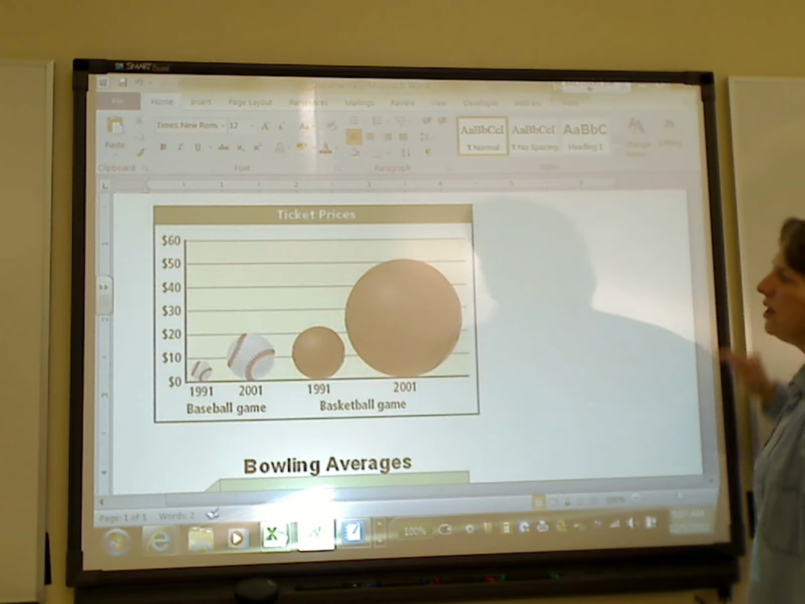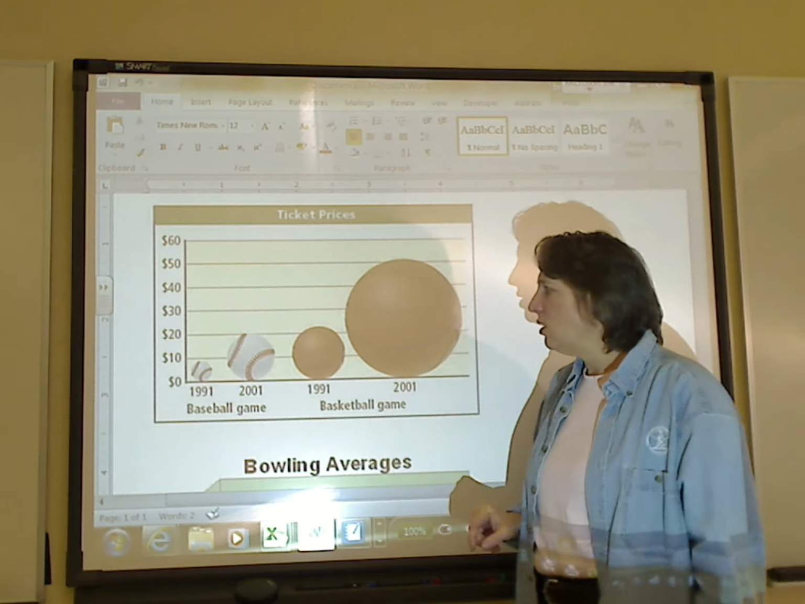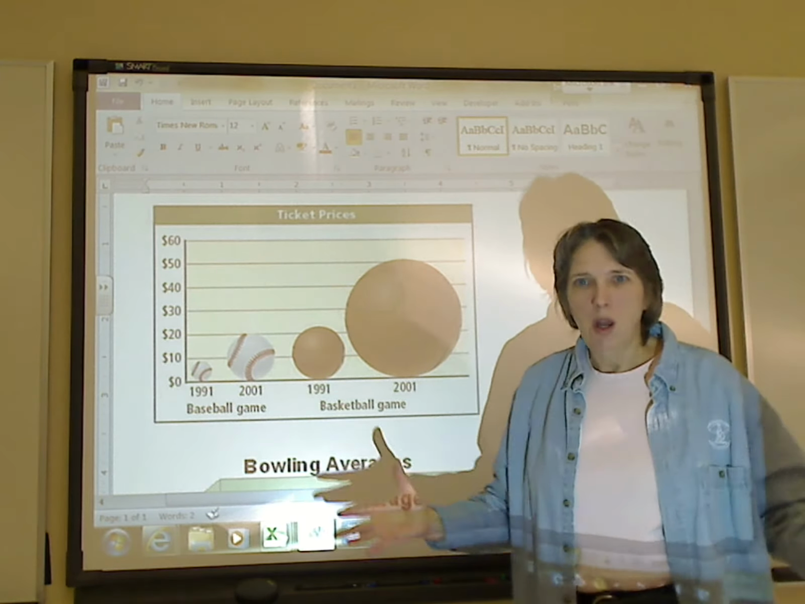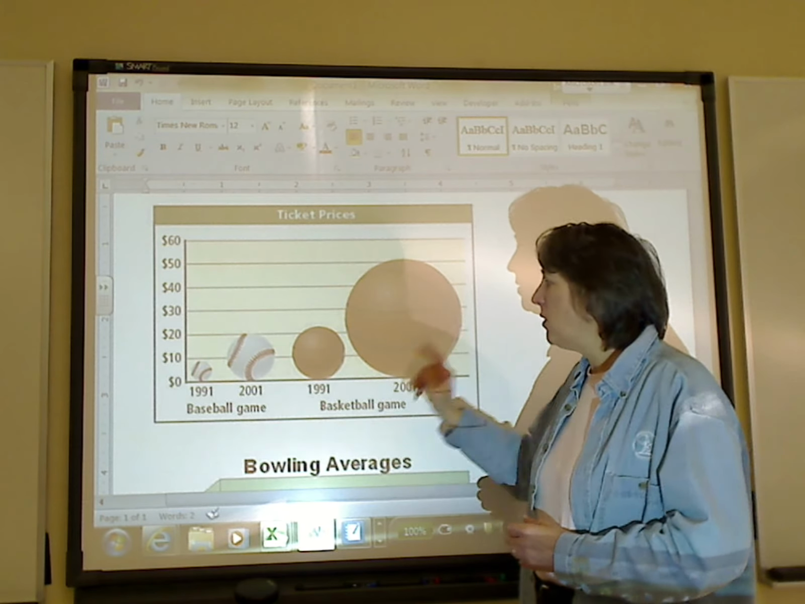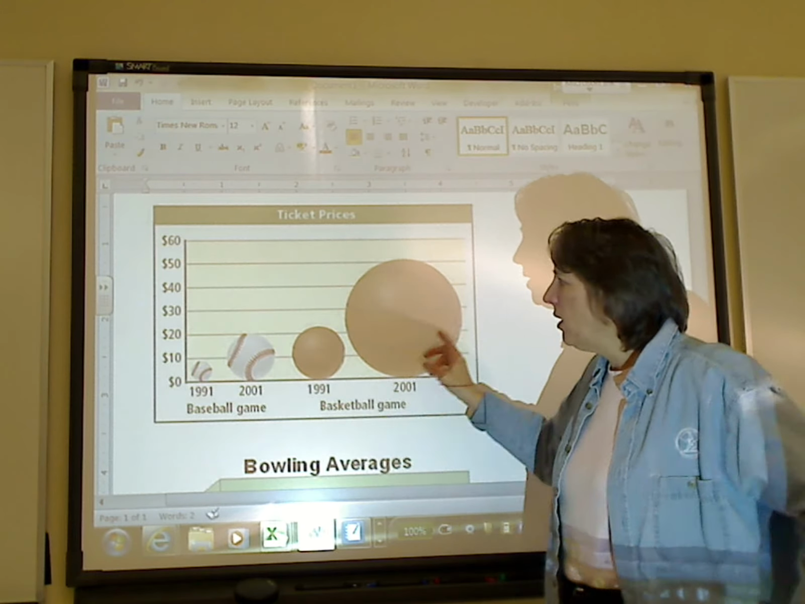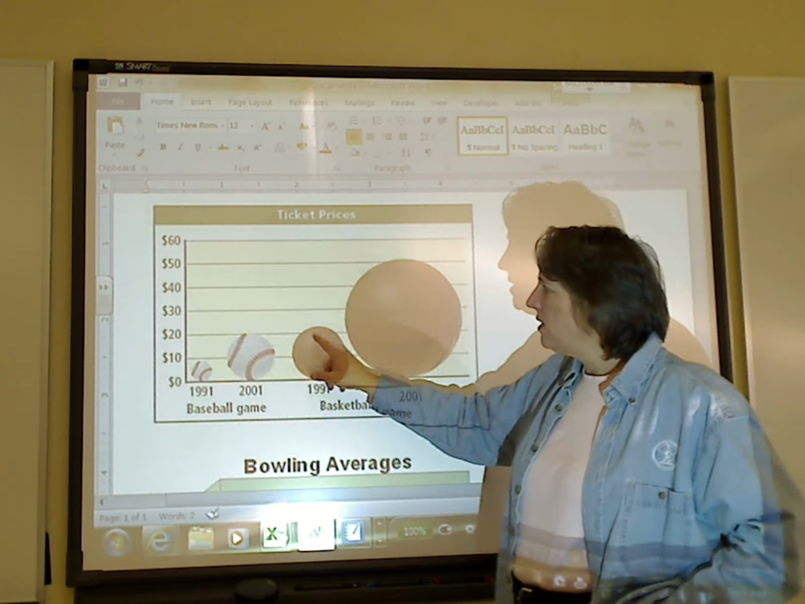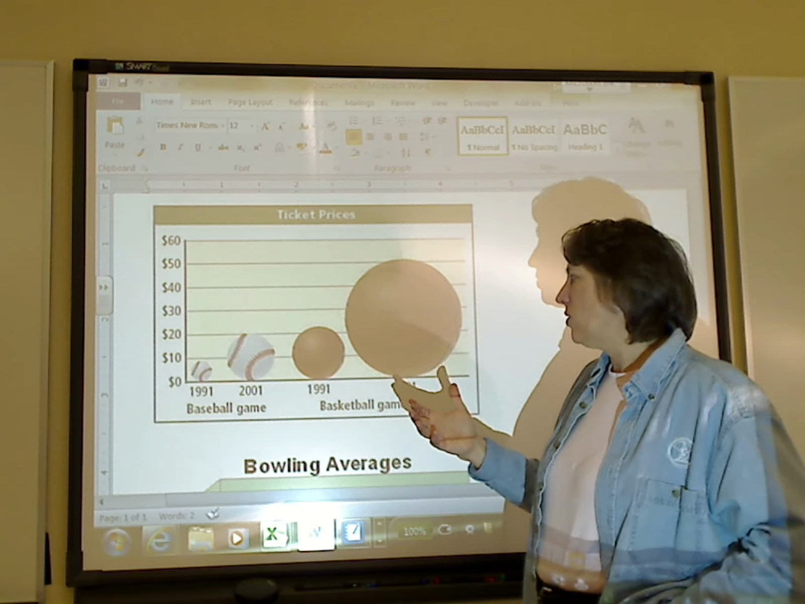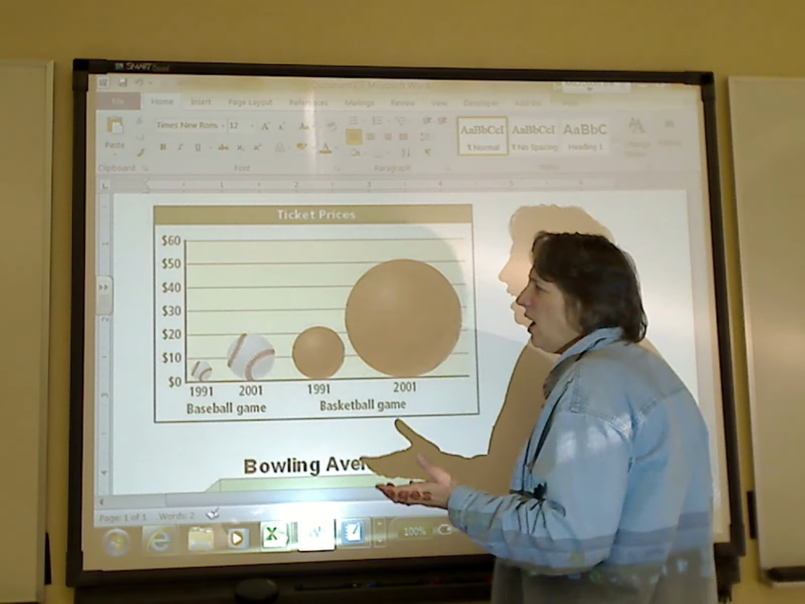And then this one, ticket prices. If you look at this, it makes it look like in 2001 the prices are exorbitant. I mean, it's just so expensive to go to a basketball game as opposed to 1991. But now come over here and look at this. In 1991, it was $22 a game. And now it's $51. That's $30 more.